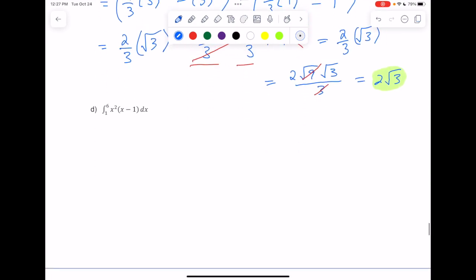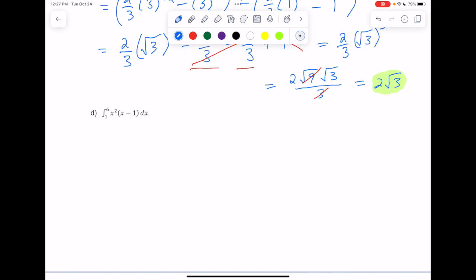The definite integral from 1 to 6 of x squared times x minus 1. Remember, we don't have a product rule for antiderivatives, so we need to get rid of multiplication. So we're going to do the distributive property there. Make this the integral from 1 to 6 of x cubed minus x squared with respect to x.